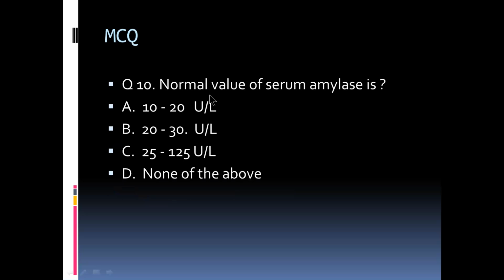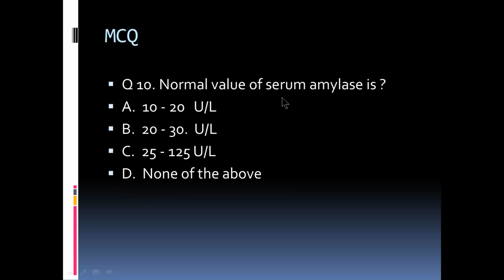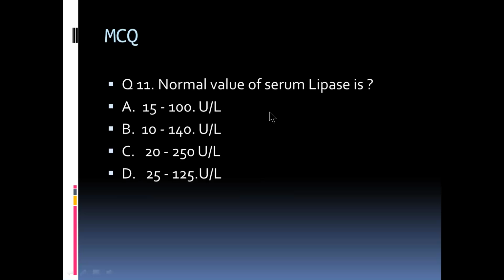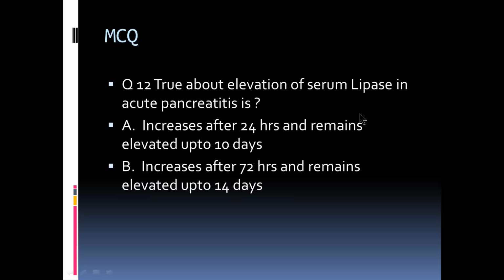What is the normal value of serum amylase? The answer is 25 to 125 units per liter is the normal value of serum amylase. What is the normal value of serum lipase? The answer is 10 to 140 units per liter is the normal value of serum lipase level.